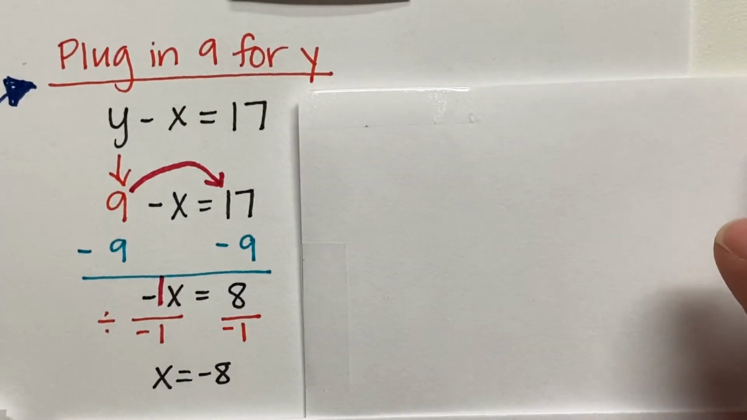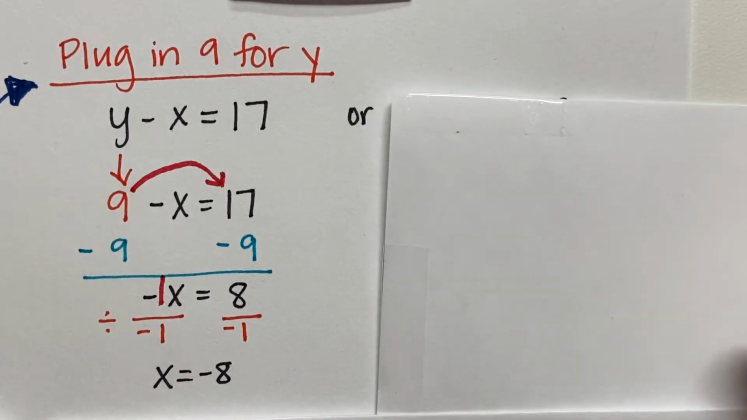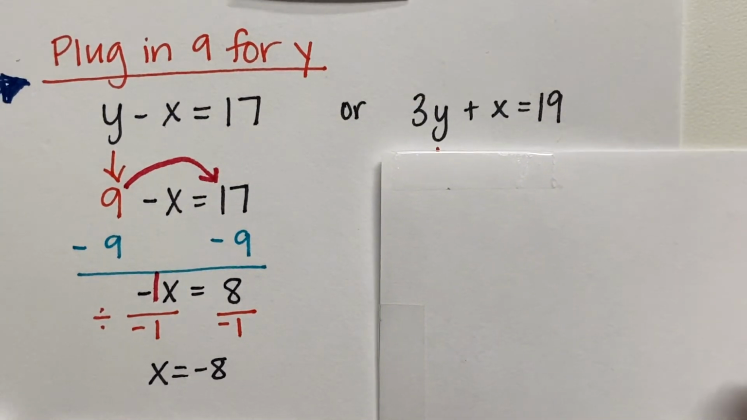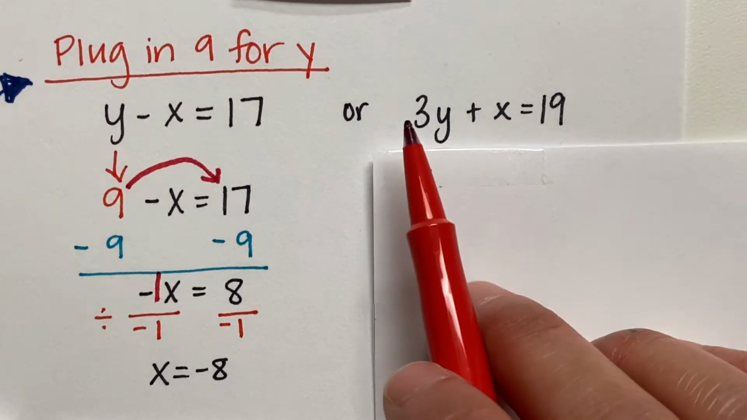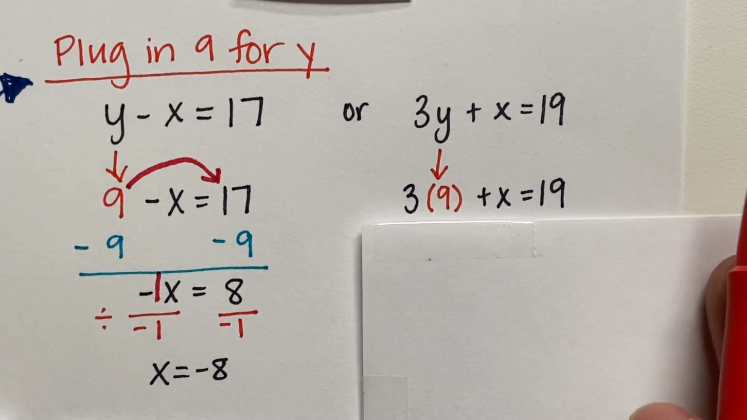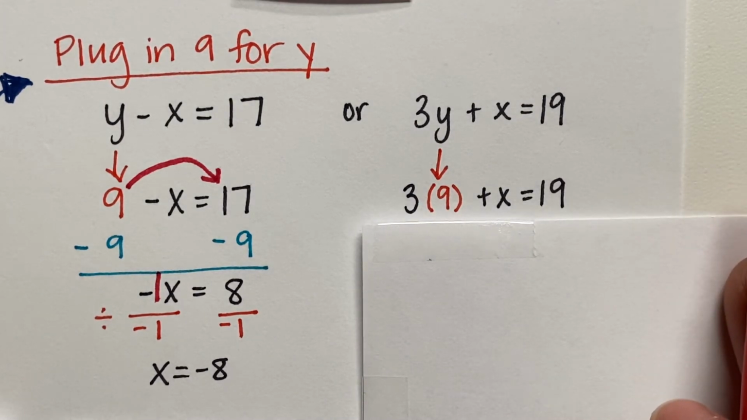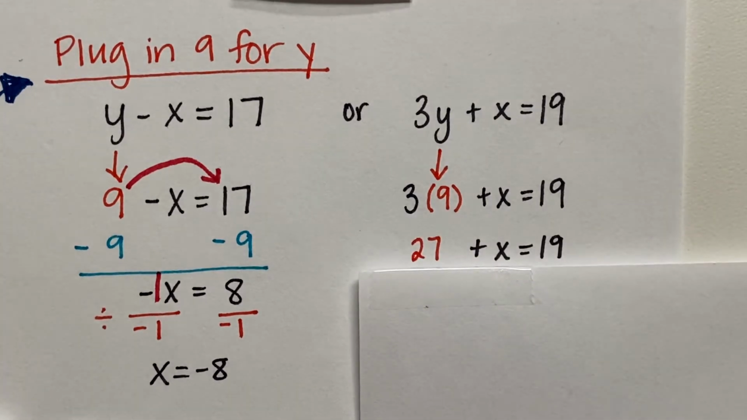If you didn't like that first equation and you wanted to use the other equation, here's the process for the other equation. The other equation was 3y plus x equals 19. If I substitute in a 9 for the y, I'm going to be multiplying 3 with 9. So 3 times 9 plus x equals 19. Simplify. 3 times 9 is 27. So 27 plus x equals 19.